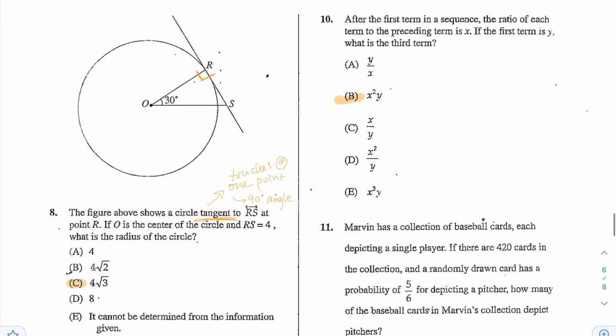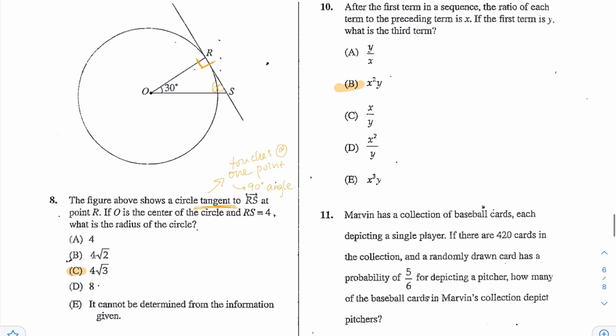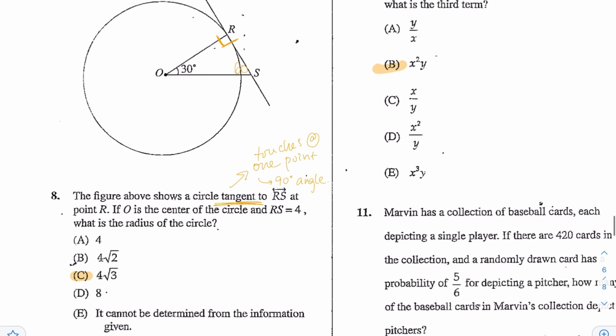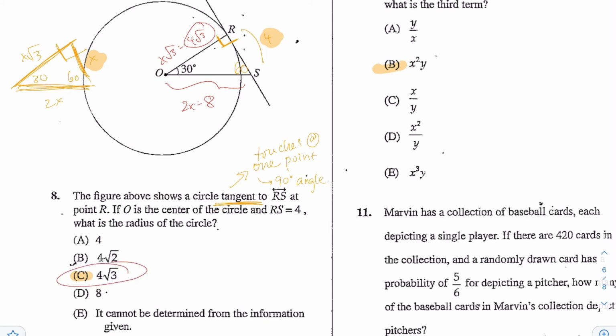So this is a 30, 60, 90 special right triangle. And here, RS has to be 4. And for this 30, 60, 90 right triangle, the sides are in a ratio of x, 2x, and x root 3. So the x side corresponds with the 4. So if x corresponds with the 4, 2x will be 8, and x root 3 will be equal to 4 root 3. So the radius of the circle will be that 4 root 3, choice C.